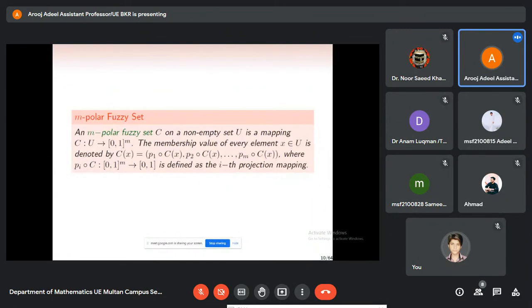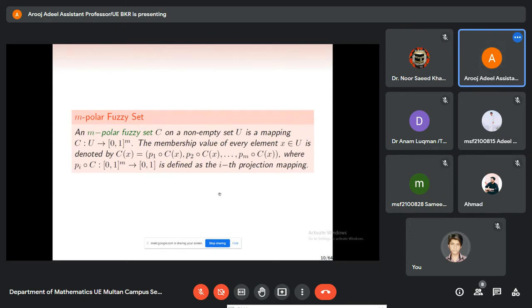Next is the formal definition of M-polar fuzzy sets. An M-polar fuzzy set on a non-empty set U is the mapping C from U to the closed interval [0, 1]^m. Here in this case, we obtain an m-tuple of membership values, which is given in the form of C(x). Each membership value in the tuple is a mapping from the closed interval [0, 1]^m to the closed interval [0, 1]. That means each membership value is also obtained from the closed interval [0, 1], which is basically the ith projection mapping.